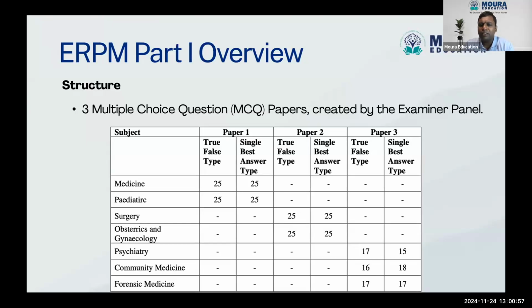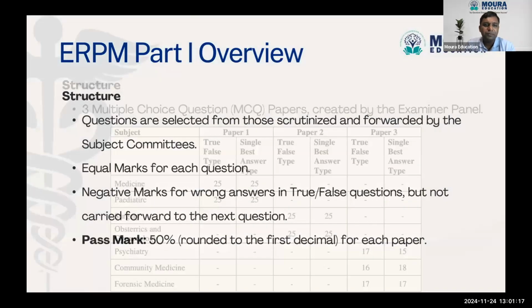Okay. So 3 papers, you have to complete all 3 papers. The proportion of questions from each subject has not changed. There is no change in the theory course, so the theory paper classes are going to be the same. There is no change, but the OSCE is completely changed. You have to study hard, okay?